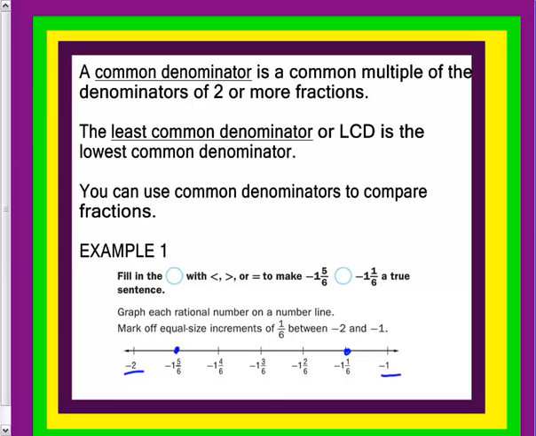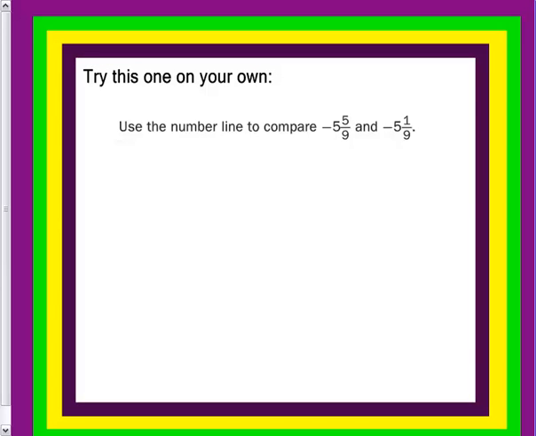Then you want to figure out which one is greater. So our -1 5/6 would be less than -1 1/6. Try this one on your own by graphing them on the number line, and I'll work through it with you after.